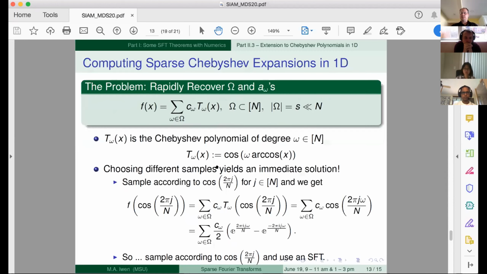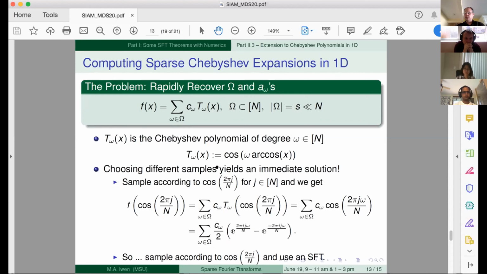The almost immediate complaint I would expect to hear is that probably your function is not going to be sparse in the Fourier basis, but in some other basis. So the next set of open questions you might consider is, how do I extend these sparse Fourier transform and sublinear-time algorithm techniques to other types of bases?